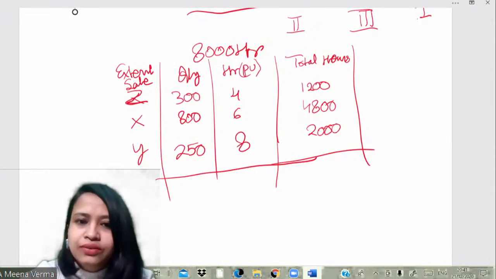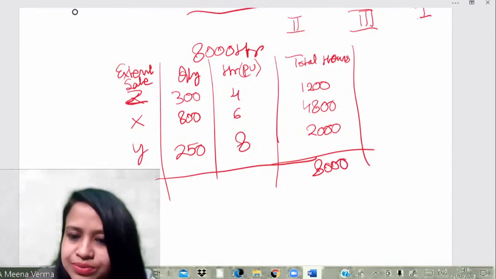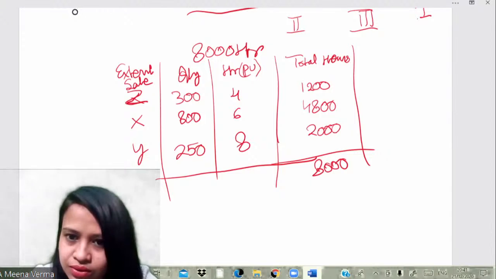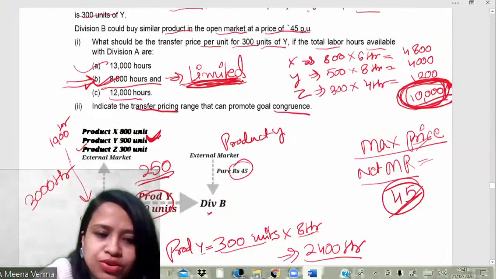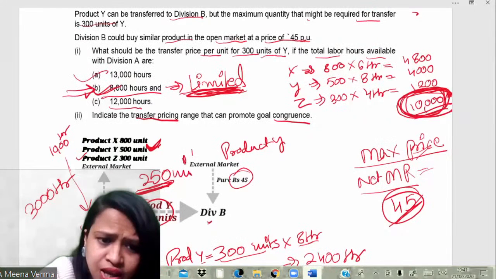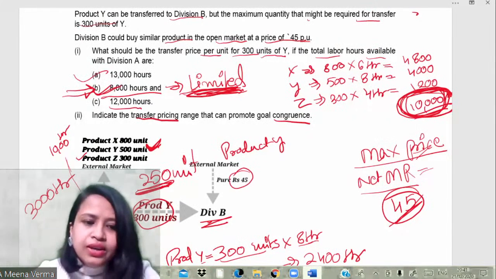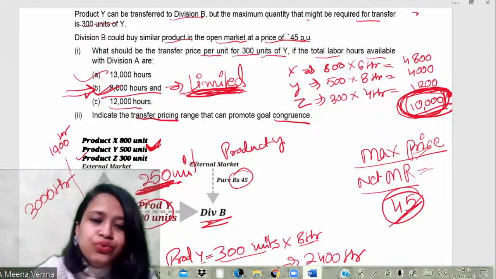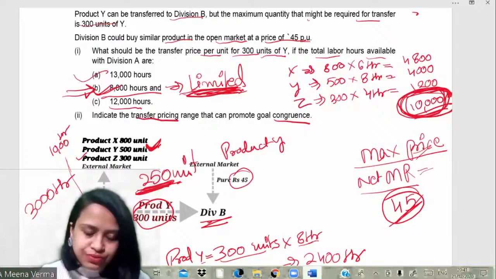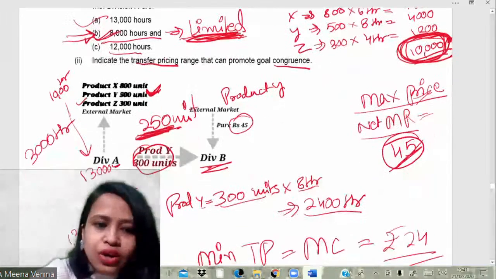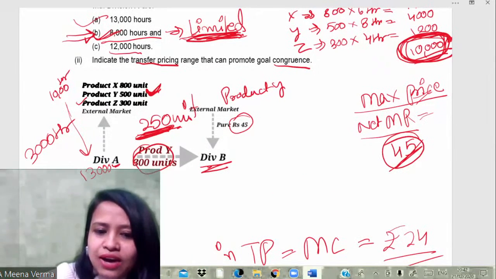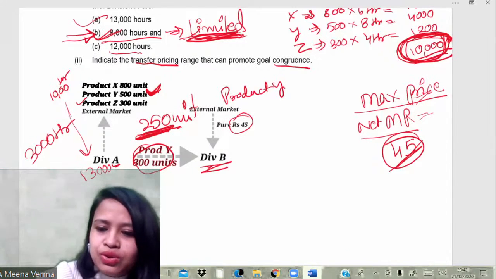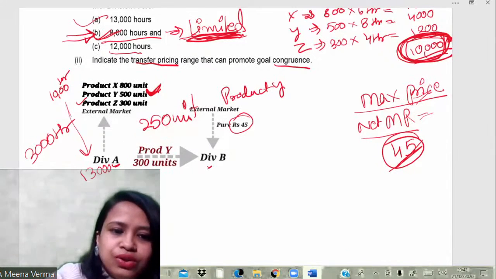I have taken here as this will be 8,000. Since your resources are limited, you can produce maximum 250 units, which is required for division B. Now for these 250 units, what price will you quote? What transfer price will you quote for these 250 units? Give me the answer.